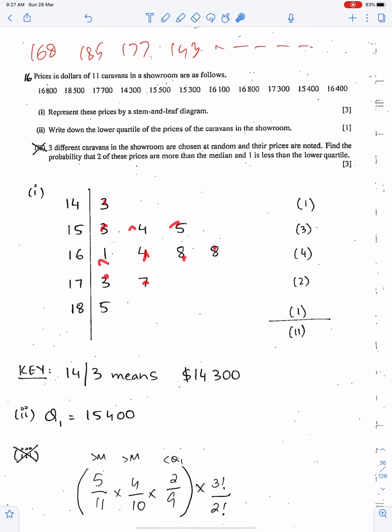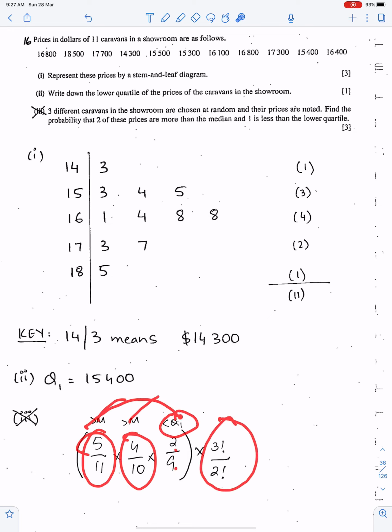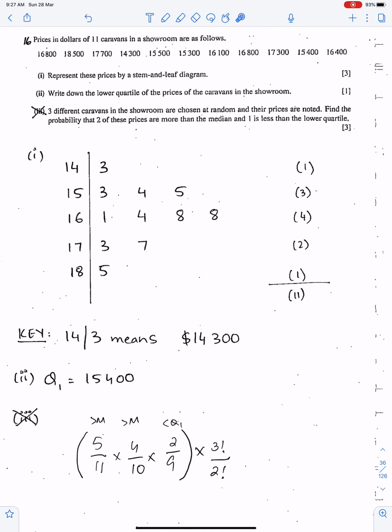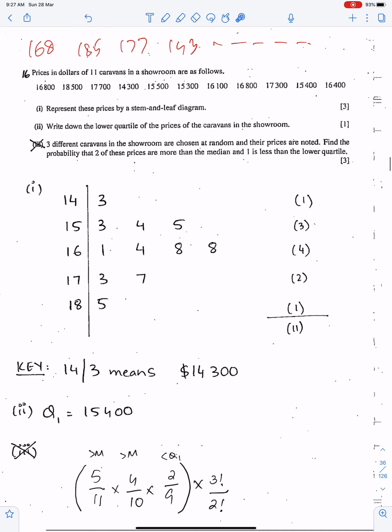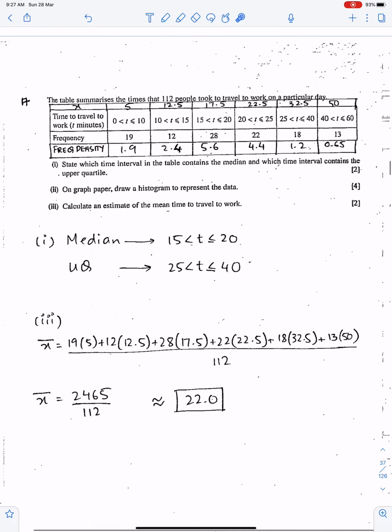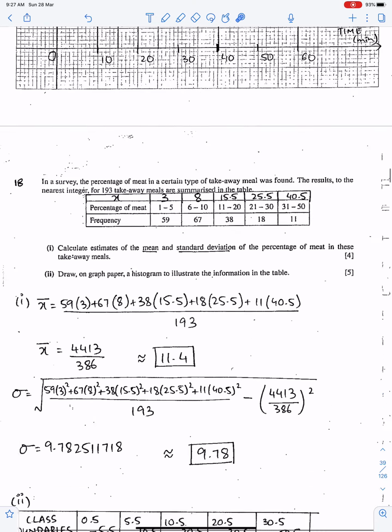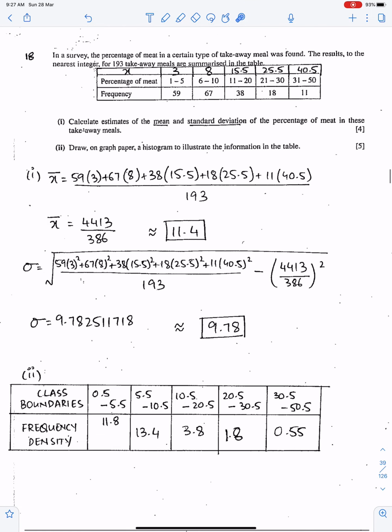So 1, 2, 3, 4, 5. There are 5 observations which are greater than median. So 2 observations greater than median means 5 upon 11, 4 upon 10. And 1 observation less than Q1 means 2 upon 9. And this is compulsory because this is random. You all can understand this easily because you already have done probability. Now I will take the important questions only.